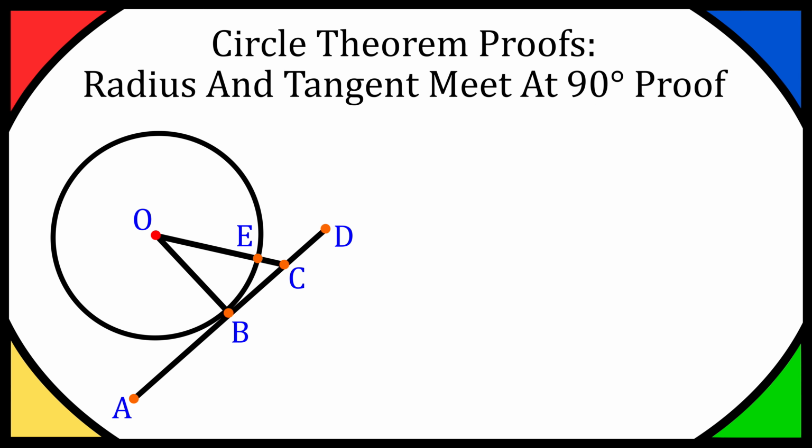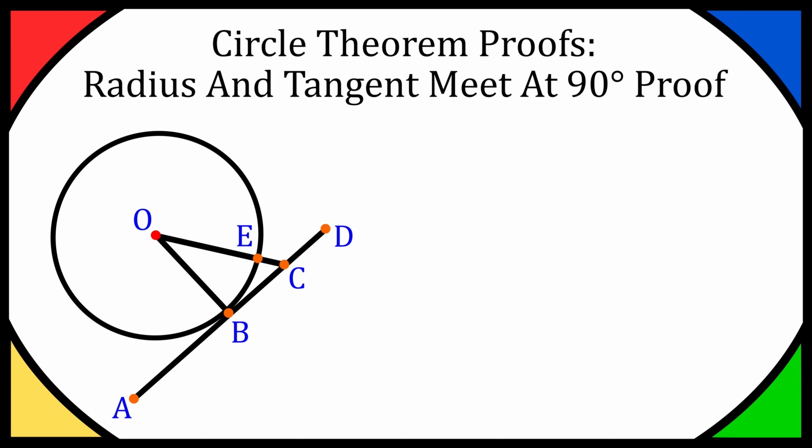Okay, so this is the last theorem I'm going to be proving for the circle theorems playlist, and this one is a lot more wordy than the other ones, so bear with me, it's a bit different. I feel like it's not as straightforward as doing a maths one, but let's stick to it and see how it goes. So this is the circle theorem proof for radius and tangent meeting at 90 degrees.